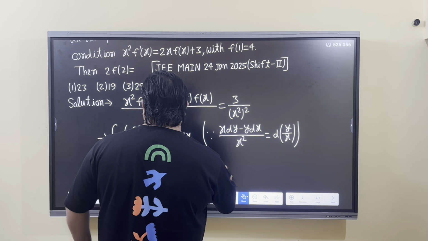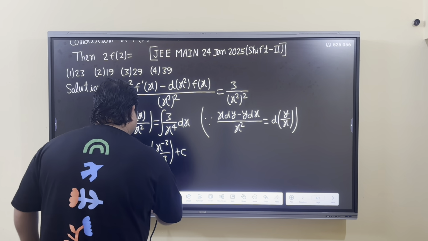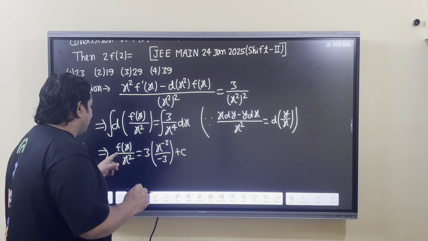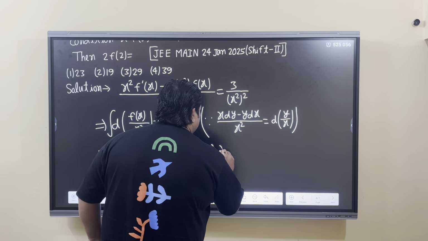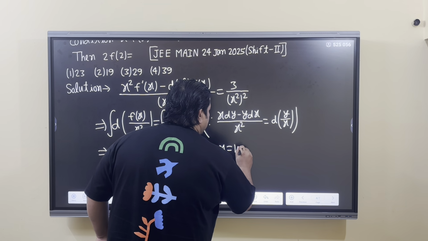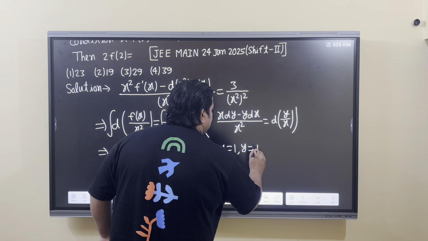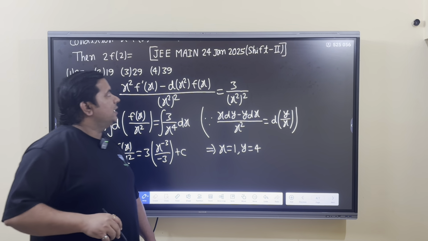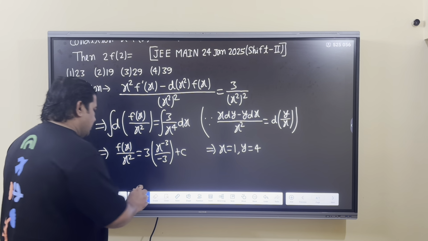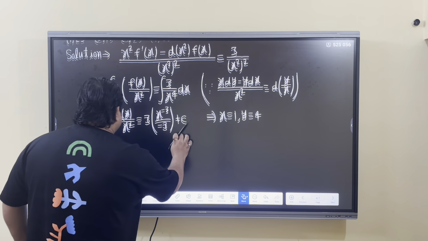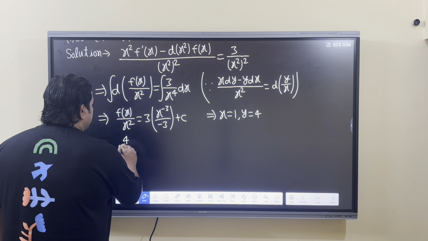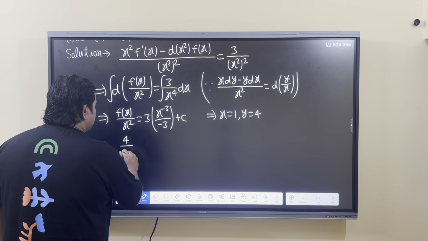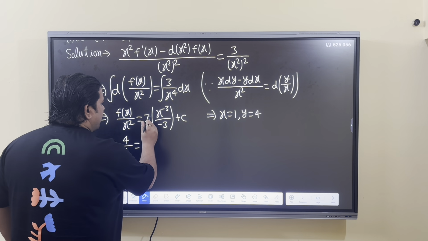f of 1 is given 4. f of 1 is given 4 means when we substitute x equal to 1, f of x is nothing but y. y is 4. That is the meaning of f of 1 equal to 4. So when we substitute over here, we'll get f of 1, which is 4, and x is 1, 1 square is 1, this side 3, 3 gone.